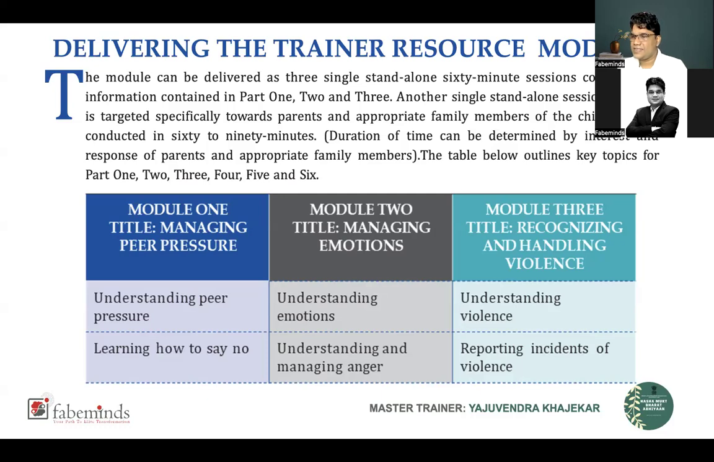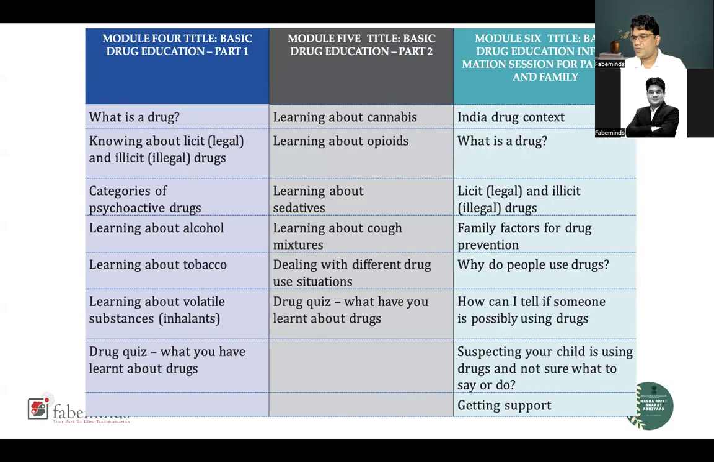So what is in this book? Module 1 is about managing peer pressure. Module 2 is about managing the emotions, and module 3 is about recognizing and handling violence. These are the three modules that we'll be covering: understanding peer pressure, learning how to say no, and all those things.